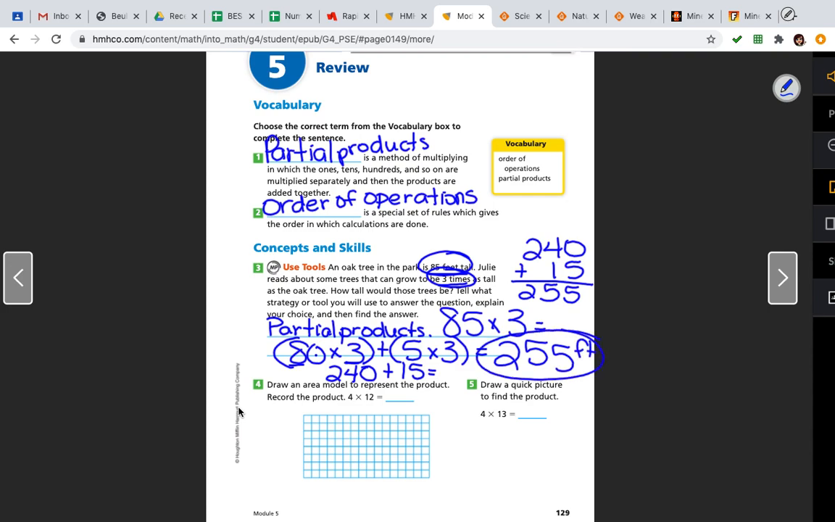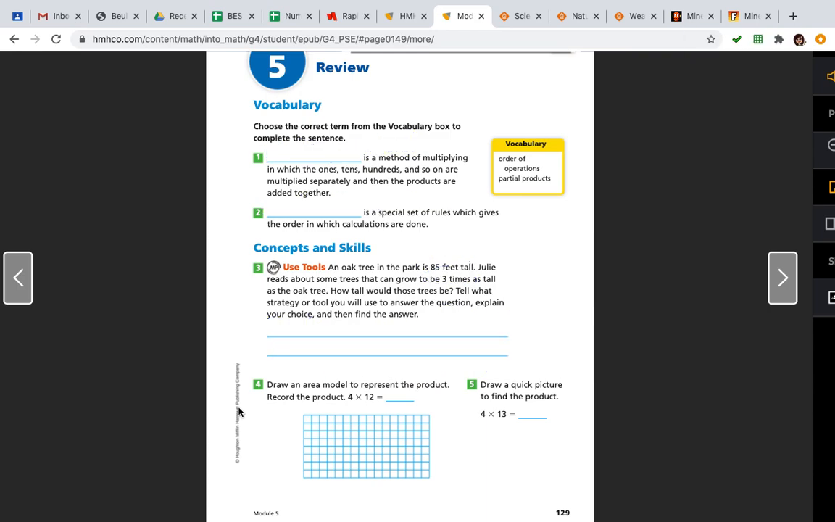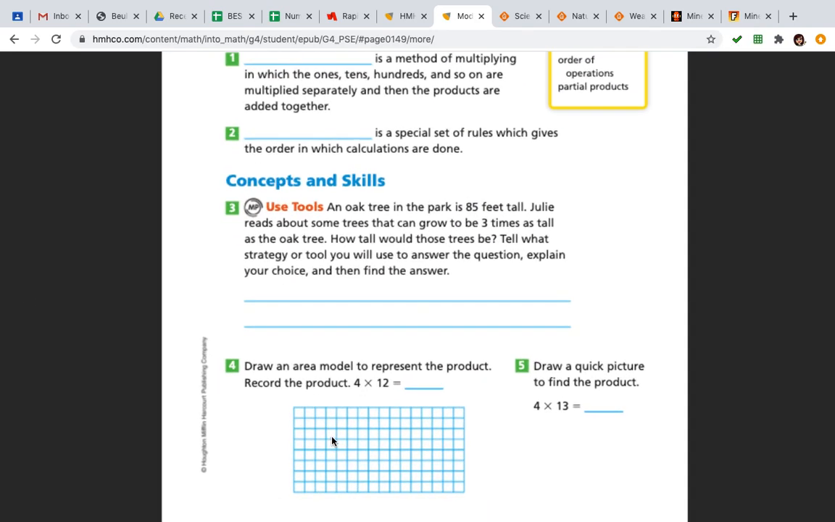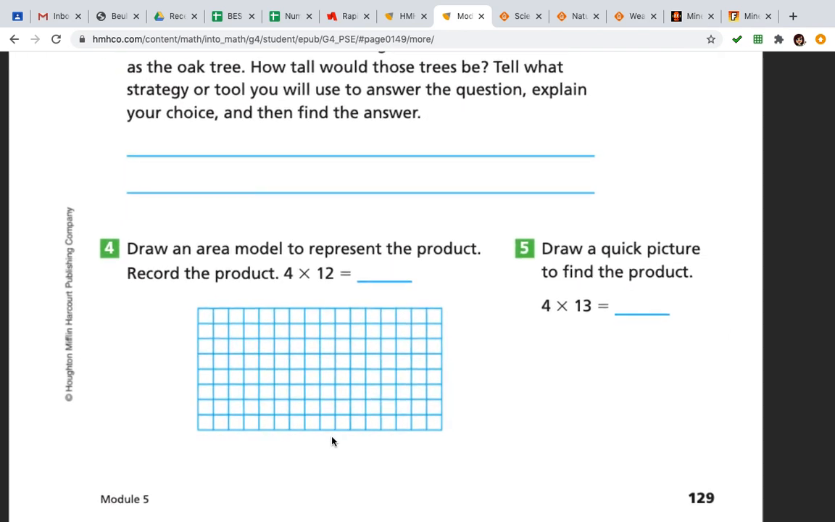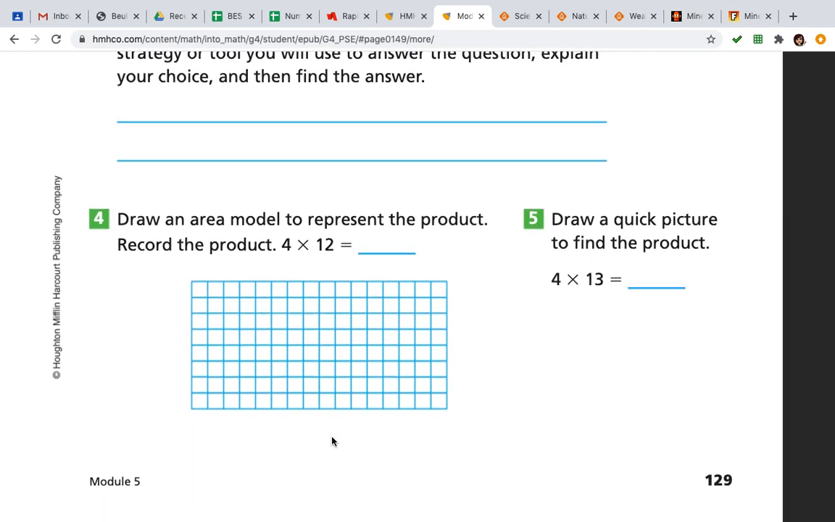Number 4, it says draw an area model to represent the product. I'm going to make this a little bit bigger so it's easier for you to see. So we're going to draw an area model. These are my favorite. If you were in class, we would be drawing these on whiteboards. I love doing these. So we're going to do an area model that is 4 times 12. So I'm going to break 12 apart, and I'm going to choose 10 and 2.